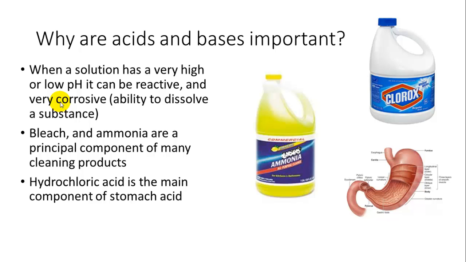So why is this important? Well, when a solution has a very high or low pH, it has a lot of those ions, which makes it highly reactive and also very corrosive, so able to start to corrode metals, or it is able to dissolve a substance very readily. And so bleach and ammonia are common cleaning products which are used because they are on the extremes of the basic scale, and thus they will help remove dirt and grime and other things because of that very low pH or high pH.